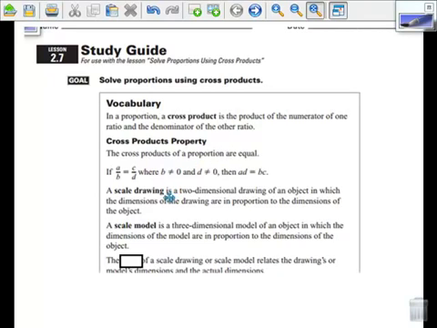So we have a scale drawing, which is like what an architect would use, and then we have a scale model. They use that in the building trades program, I know over at Votech, where they make smaller versions of a large scale project, like a garage or something. They do it in a smaller proportion. And finally, the scale of a scale drawing or scale model relates the drawing or model's dimensions and the actual dimensions. So it could be 5 times as big, or 5 centimeters represents 2.5 meters in the actual project.